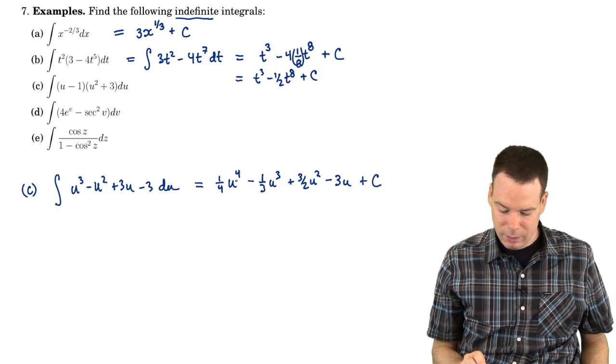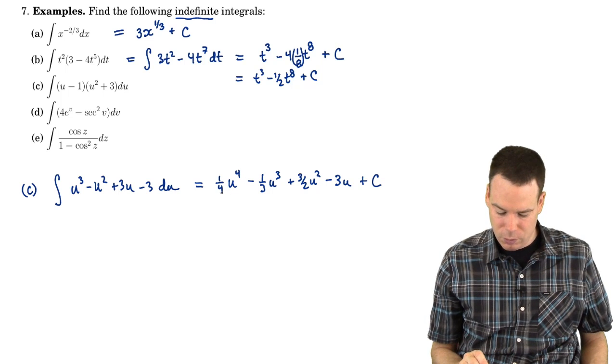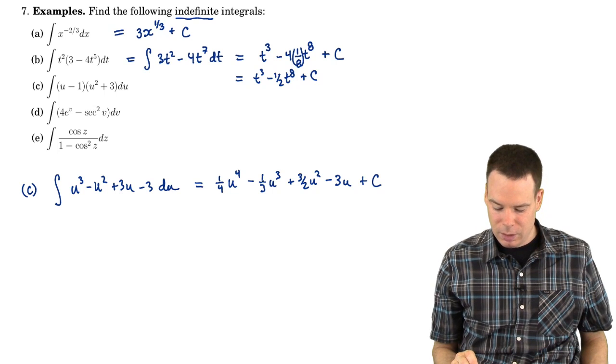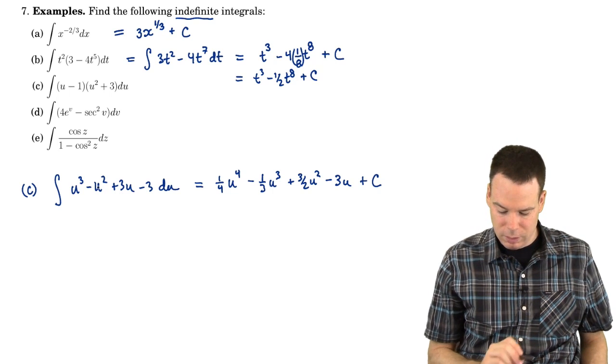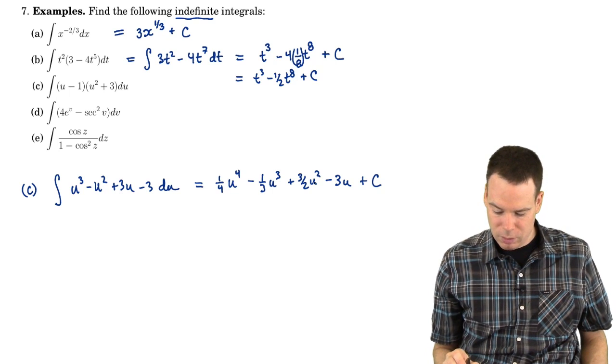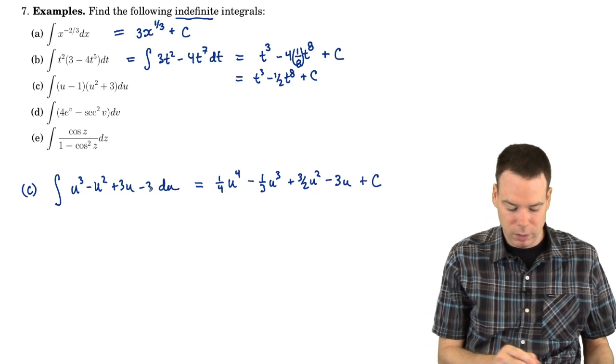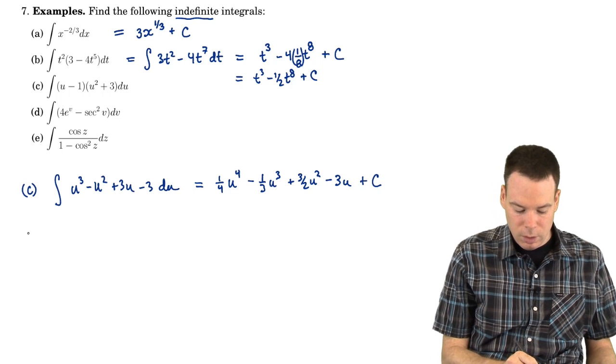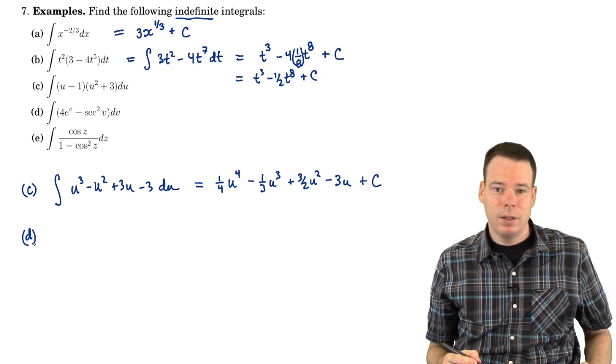And do a quick check. Derivatives of each piece, make sure they get what you want. So 4 comes down, that's a 4/4 u cubed, yes. 3 comes down, that's a 3/3 u squared, yes. 2 comes down, that's a 3u, got it. And the derivative of u is just 1, so that becomes a -3. So we got it there. So pause the video now and try the next one for yourself.